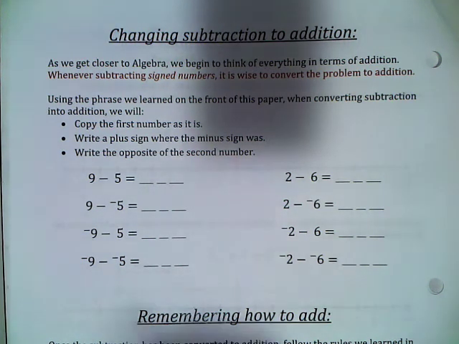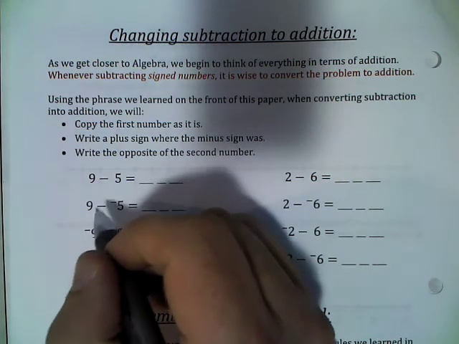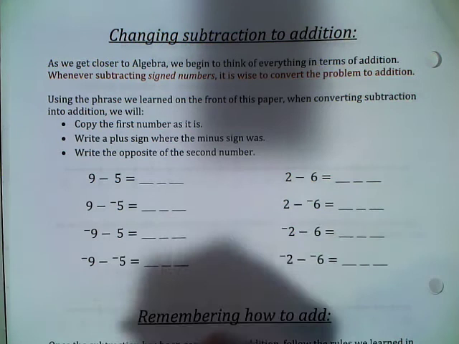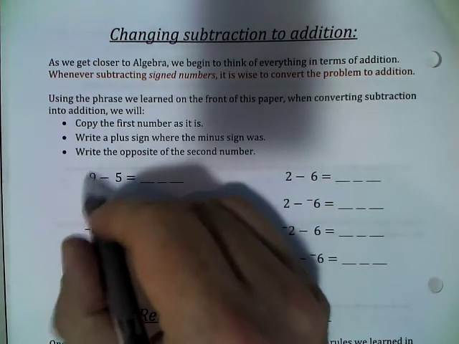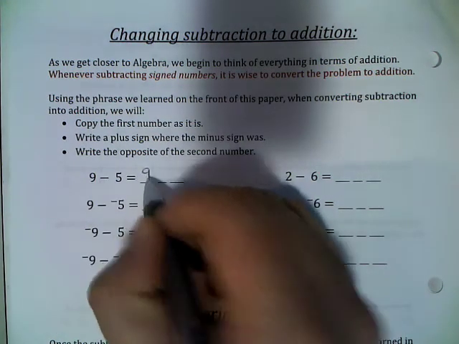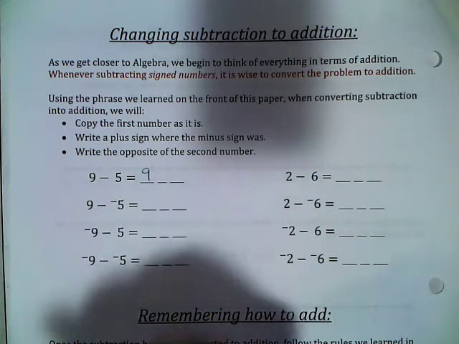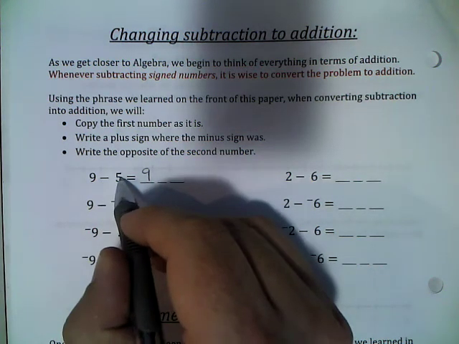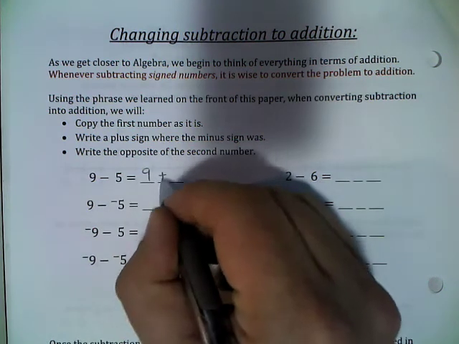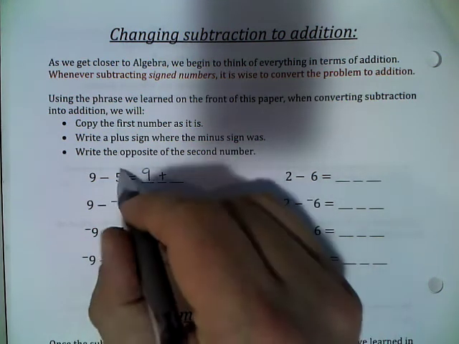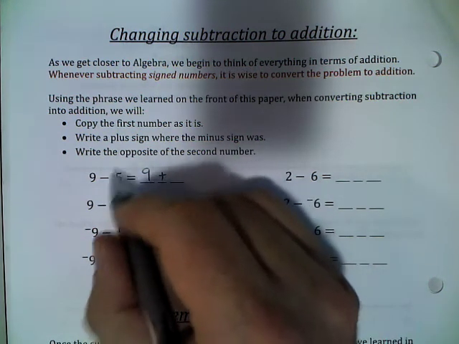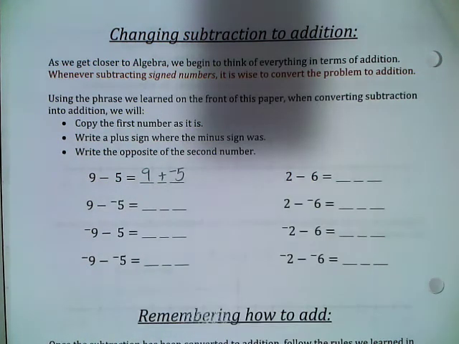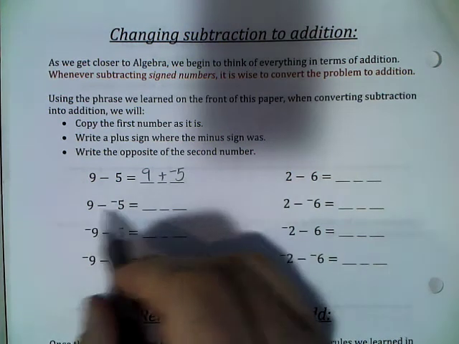So subtracting a number is the same as adding its opposite. So nothing was said about the 9. The first number gets copied. Minus a number, subtracting a number, is the same as plus, so that becomes a plus, and then its opposite. So the opposite of a positive 5 is a negative 5. Next problem down here.